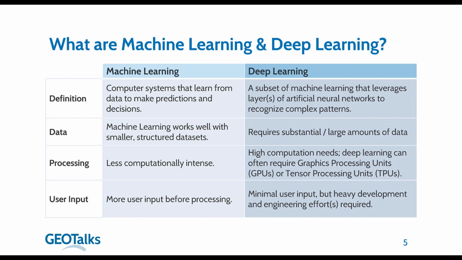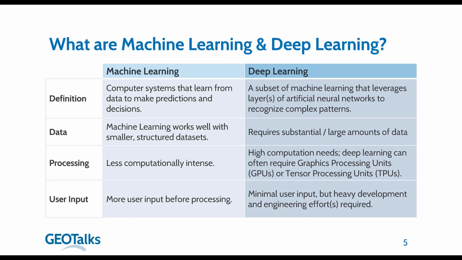When we think about AI a little bit more deeply, two of the main sub-disciplines of AI that we'll talk about today, or that are relevant to the geospatial world and our workflows in Global Mapper Pro, are machine learning and deep learning. The machine learning side of things is maybe a little bit more straightforward. Here we have computer systems that are basically trying to learn from data and make predictions and decisions. Generally speaking, it works well with smaller data and ends up being a little less computationally intense. And it also requires more user input before processing.